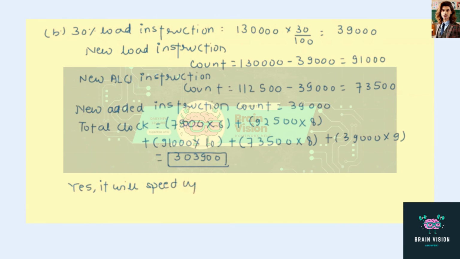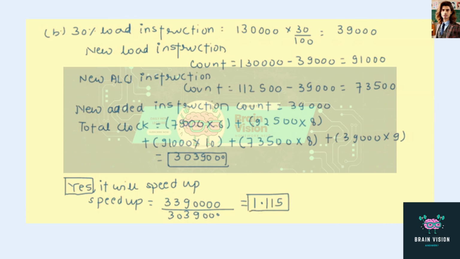And how much it will speed up, that also we need to find out. So I will find my speed up, which is equal to 33,90,000, which was the initial, and now we have 30,39,000. So it comes out to be 1.115. So by this amount it will speed up. Now let's move to the next part.